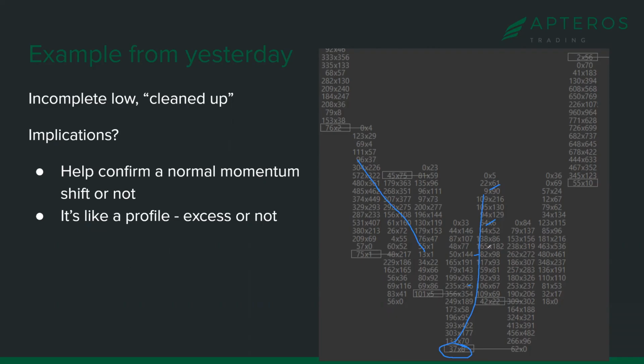You got your FOMO, maybe you're chasing. Well, guess what? The low was still incomplete. So we actually turned back around, came down, grabbed it. This is not like a cherry-picked example. This was yesterday, right? This was an imbalance pullback.